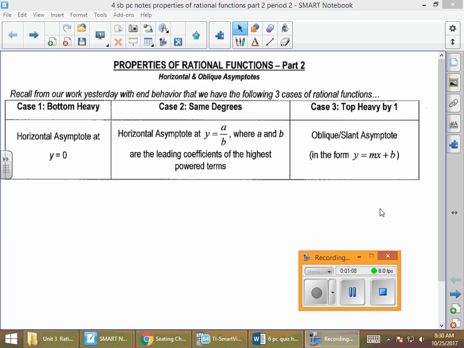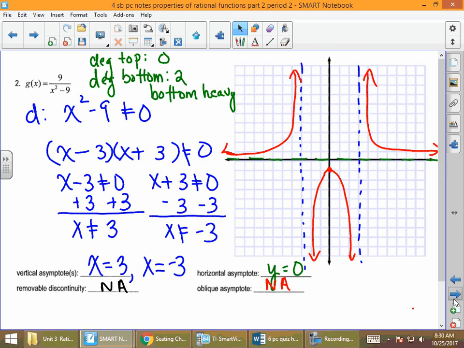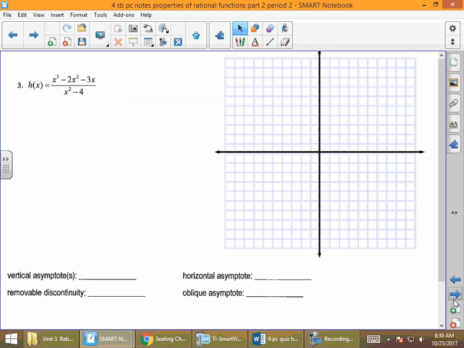And then if we have an oblique or a slant asymptote, it's going to be in the format of y equals mx plus b. That's a top-heavy situation where the degree in the top is 1 more than the degree in the bottom. And again, that's a slant asymptote, in the format of y equals mx plus b. And if you watched the video from yesterday, you saw that we had to do synthetic division to come up with our oblique asymptote. But let's flip over here to problem number 3 now, where we left off.